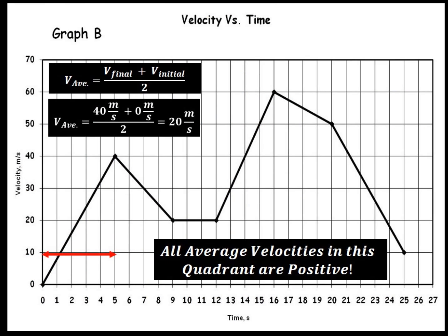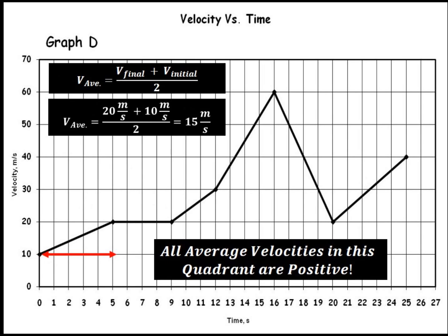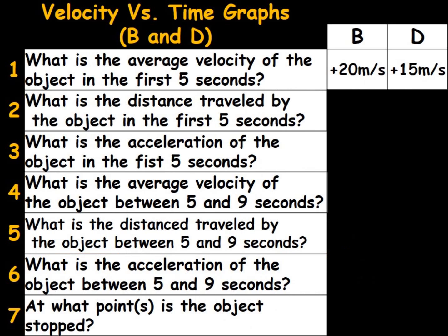Well, I've done it out here for you. You can see for the first 5 seconds, it goes from 0 to 40. 40 plus 0 divided by 2 is 20 meters per second. Remember, all average velocities in this quadrant are positive. This is another way to do average velocity. And the next one, you're going from 10 to 20, so that's a change of velocity of 10 over 5 seconds. So that would be 20 plus 10, and then divided by 2 is 15 meters per second. Next, so those are the answers, plus 20 and plus 15.